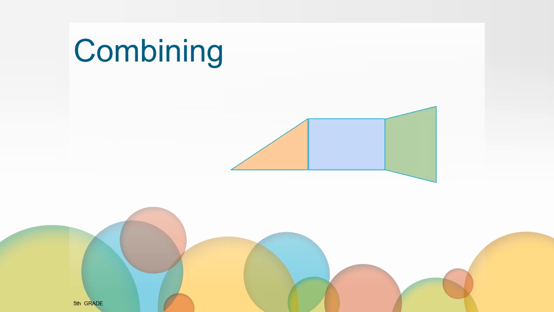One way that you could combine 3 of these figures is to create this hexagon that kind of looks like a spaceship. You'd combine the triangle, the rectangle, and the trapezoid. And I know that the new shape is a hexagon because I can count the total number of sides. 1, 2, 3, 4, 5, 6.